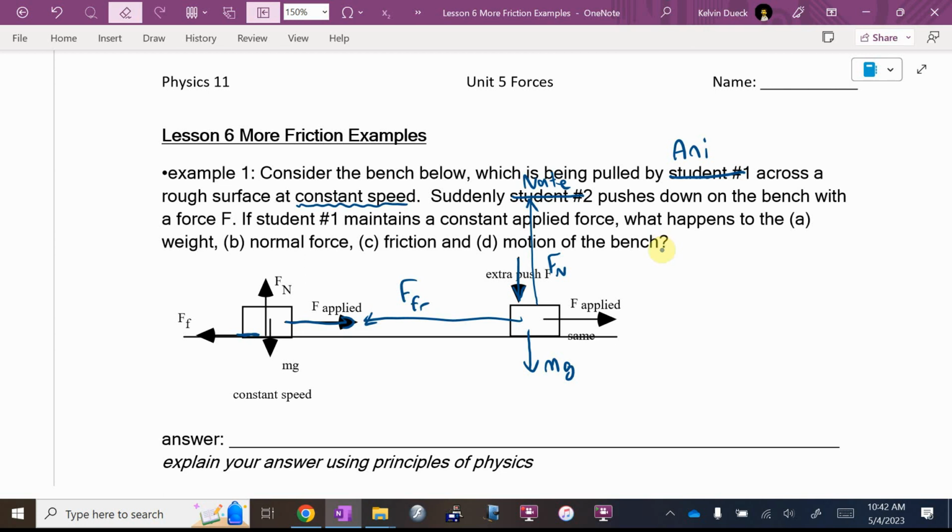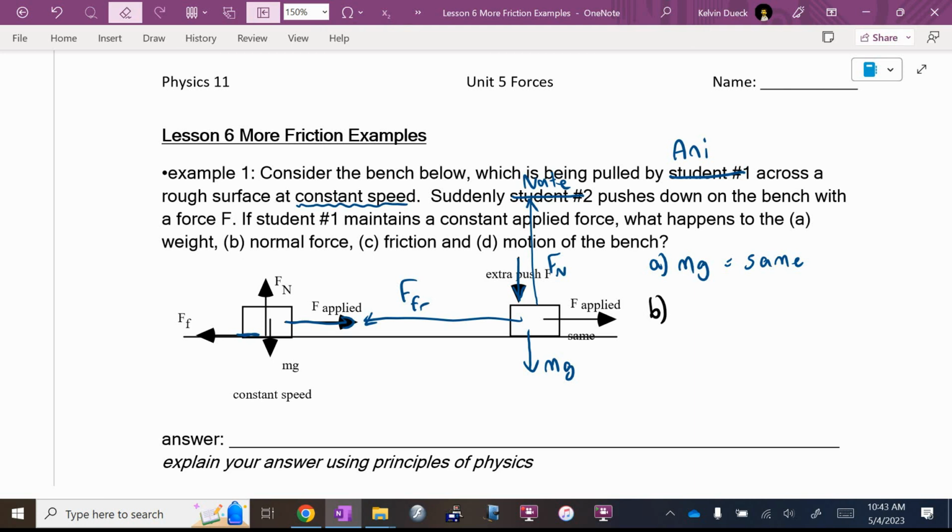Okay, so now let's answer the questions. A asks, what happens to the weight of the bench? When I say weight, what am I referring to? mg. Look at the arrow. Did mg change? Not mg. Right, Maya? Same. The weight of the bench did not change. So mg, same. Okay.